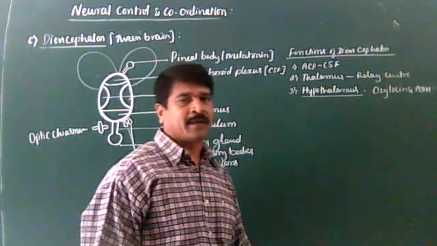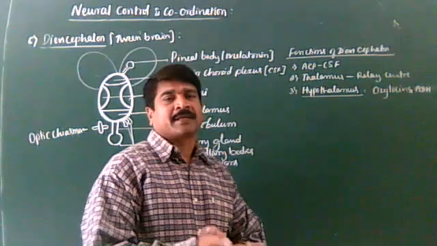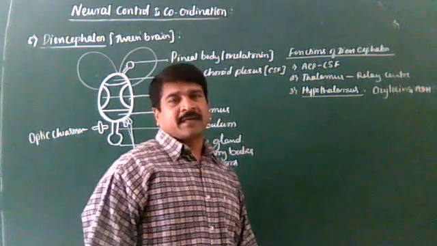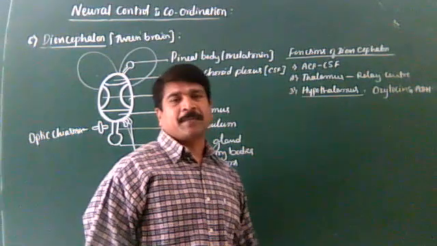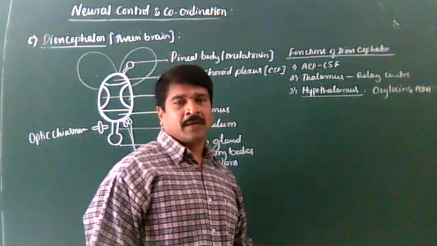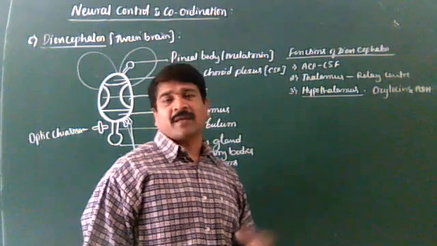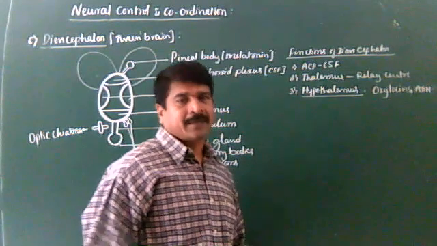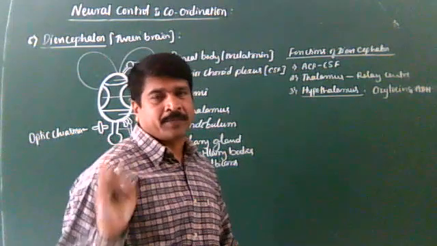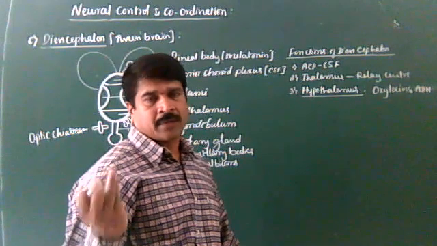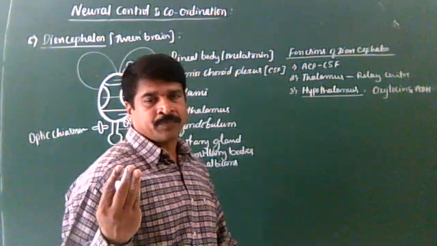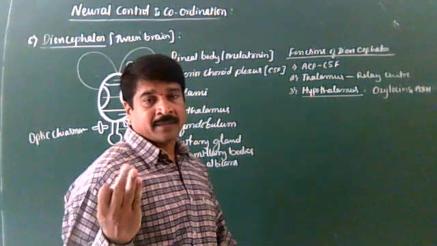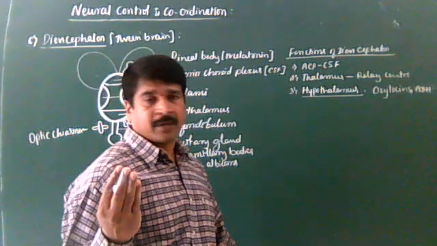I'll repeat once again. Anterior choroid plexus secretes cerebrospinal fluid. Thalamus acts as a relay center, receives the impulses from different parts of the body and sends them to respective areas in the cerebral cortex. Hypothalamus, thermoregulator center. As I said, it regulates the body temperature, blood pressure, heartbeat, sleep, sexuality, satisfaction, fear, thirst, hunger. Got it? What I'm telling you.